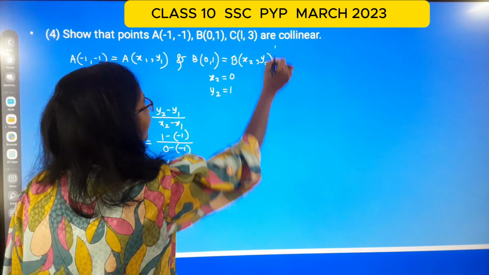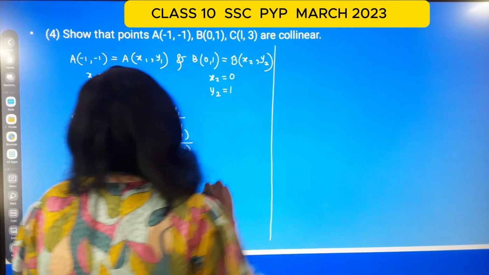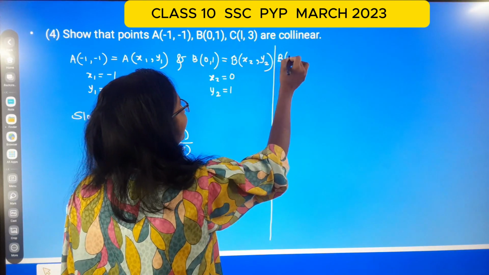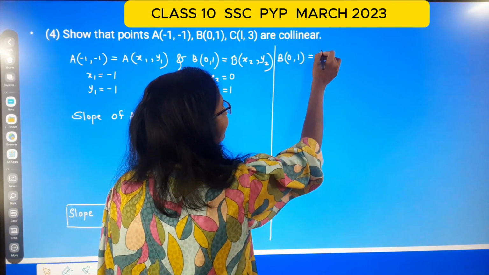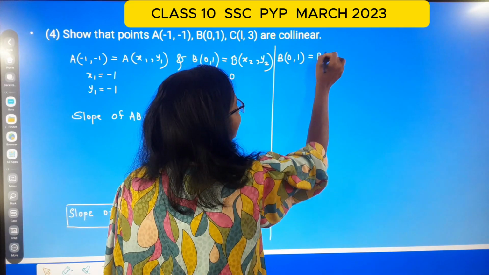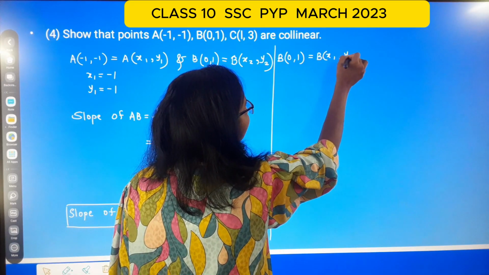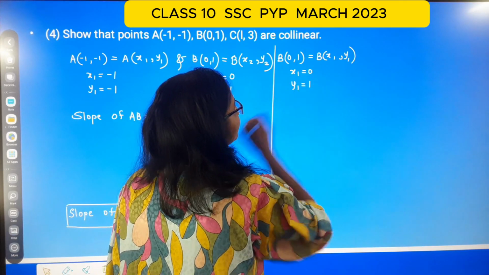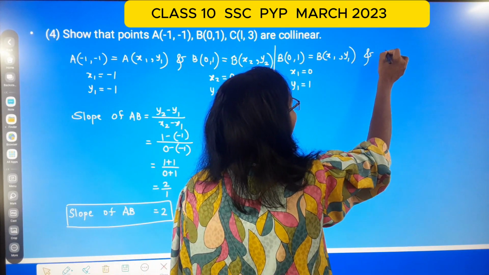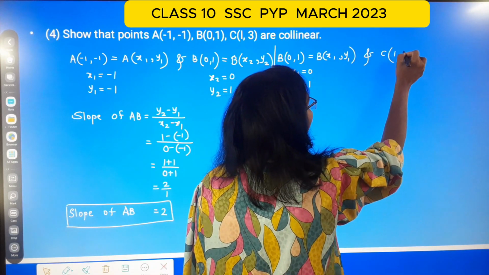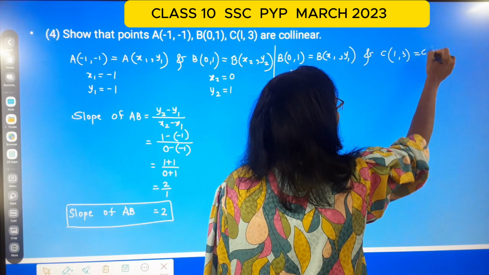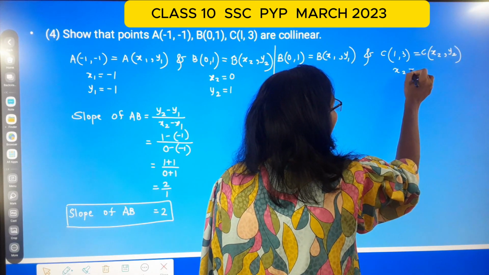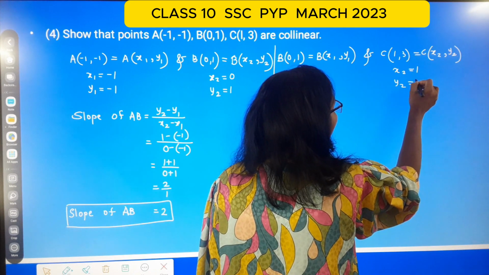Okay, and then here I calculate the slope of BC. So I want the 2 points B and C. So B(0, 1) we consider as B x1, y1. Then x1 becomes 0, y1 becomes 1, and then here, students, the C point that is (1, 3) we consider as x2, y2. Then here x2 becomes 1 and y2 becomes 3.